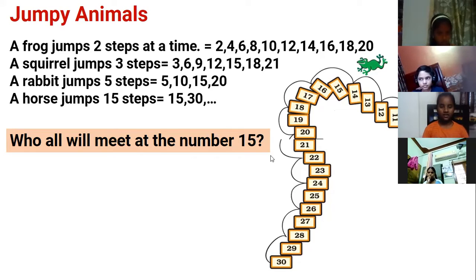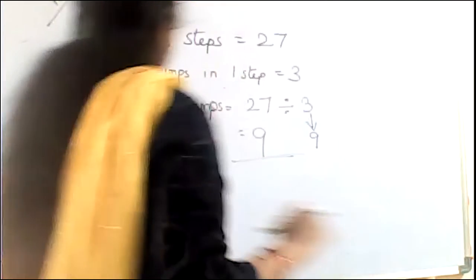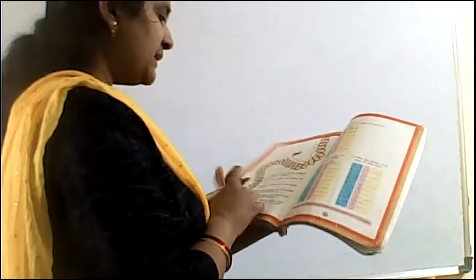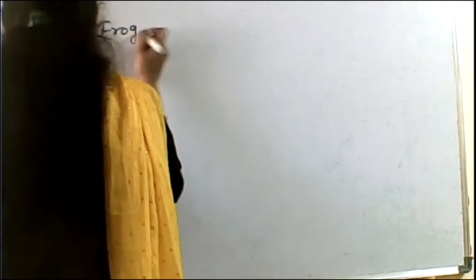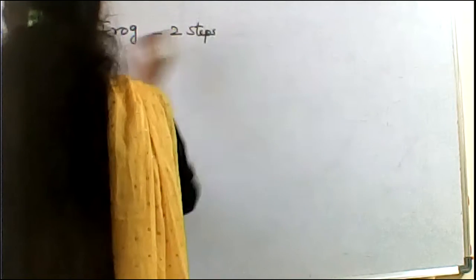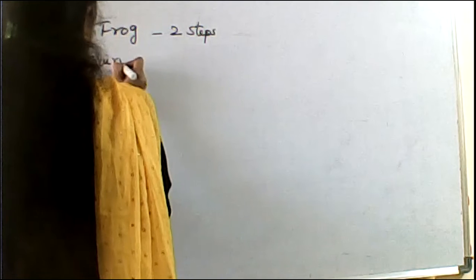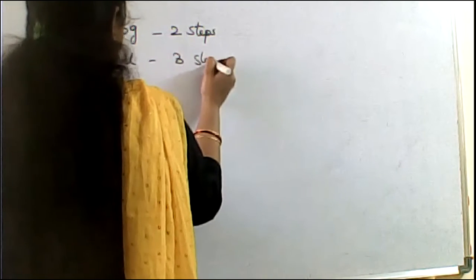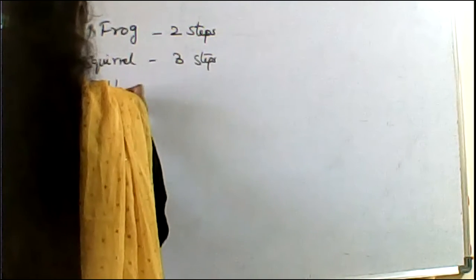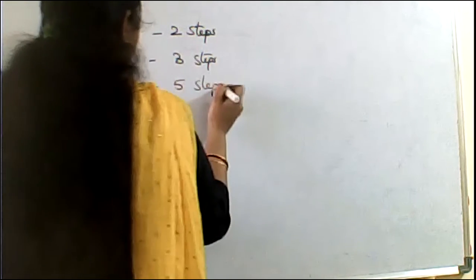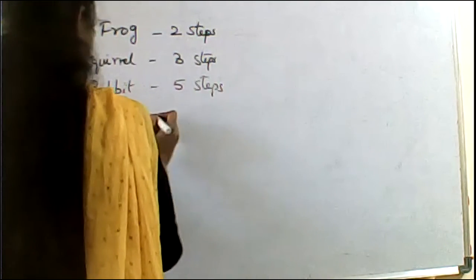Horse, ma'am. No. Here you have to observe the question carefully. About 4 animals it is given for us. Who all will meet at the number 15? So how many animals are given for us? Frog, how many steps? 2 steps. Squirrel, 3 steps. Next, rabbit, 5 steps. Horse, 15.